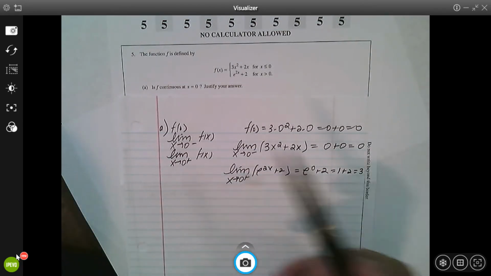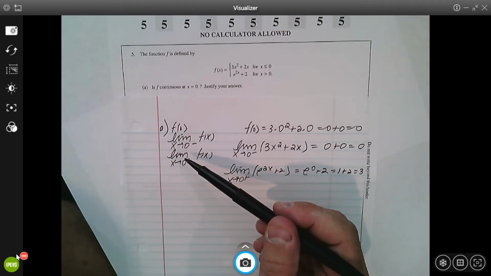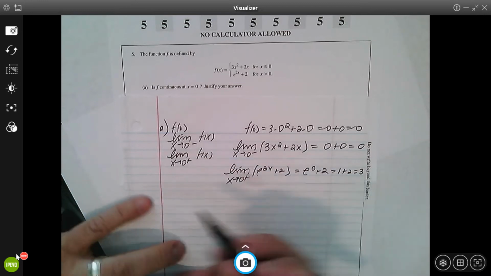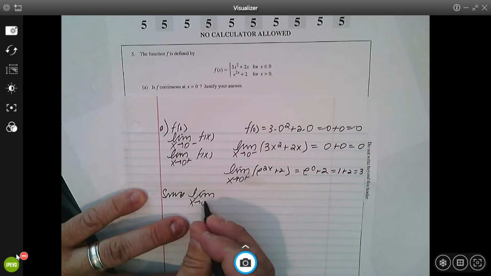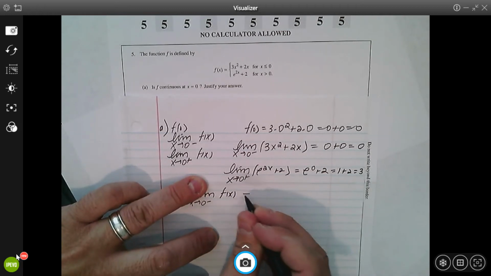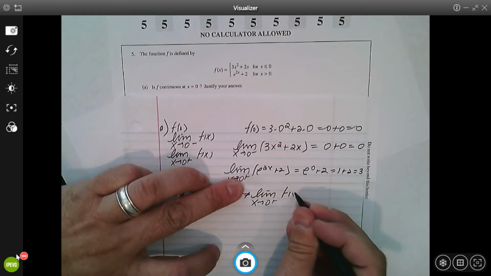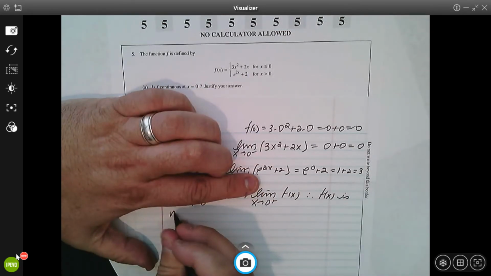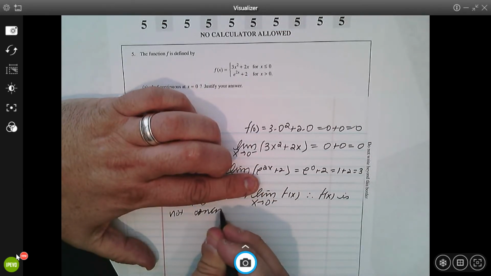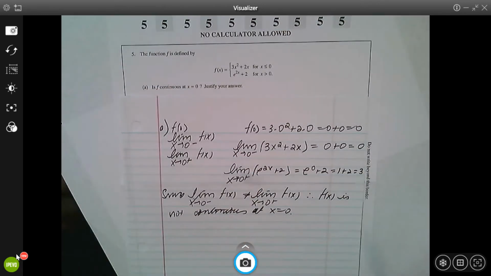Now remember earlier I said that we have to check all 3, and they all need to be equal to one another for the function to be continuous. We can see that the limit as x approaches 0 from the left of f of x is not equal to the limit as x approaches 0 from the right of f of x. Therefore, f is not continuous at x equals 0. Okay.